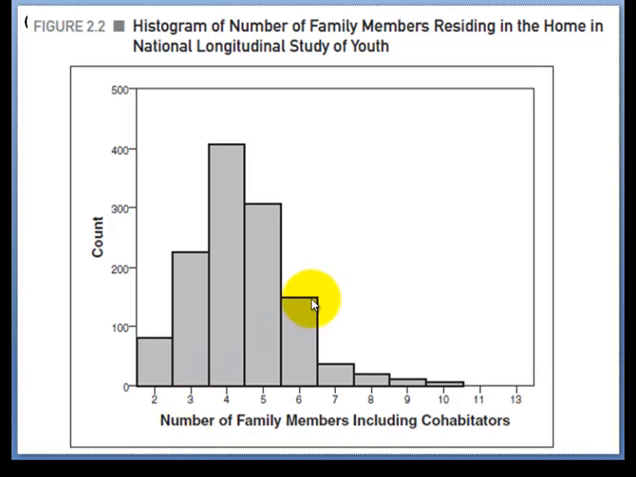Let's see how many families in this sample there were with six family members. We would simply trace over from the bar that conveys six members to the y-axis, and it looks to me like about 160 persons in this sample resided in families with six family members.